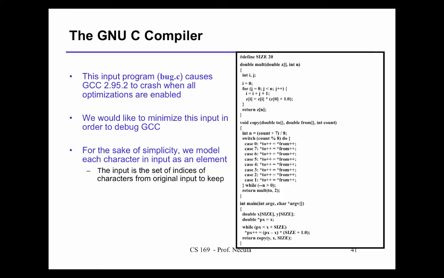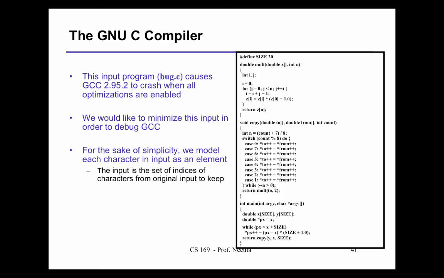That's actually pretty cool. It's an actual thing that happened. Somebody submitted this program to the GCC bug list saying that if you run this on GCC 2.95.2 with all optimizations turned on, the compiler crashes. And the compiler should never crash. So there's a bug. And this is already a small program, so the programmer probably worked quite a bit to remove comments, remove all other stuff.